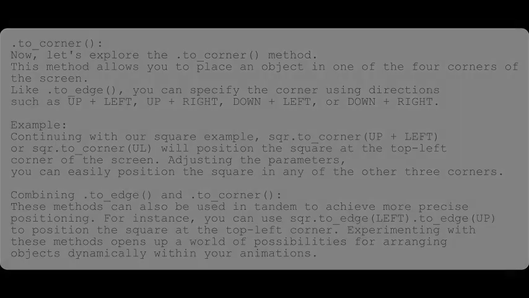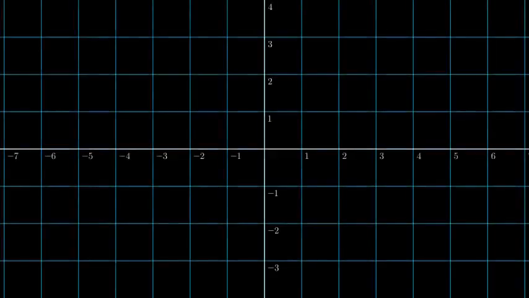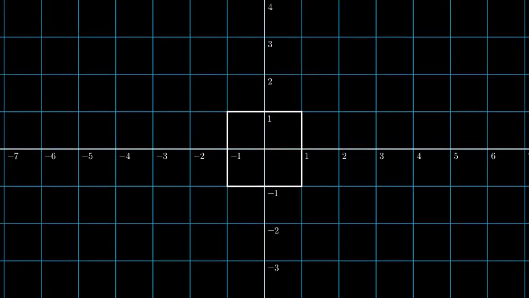Let's start our second topic. The next_to method. This method allows you to position an object next to another object. Now, let's create another square and position it to the right of the first square. Now, let's create a third square and position it below the first square.